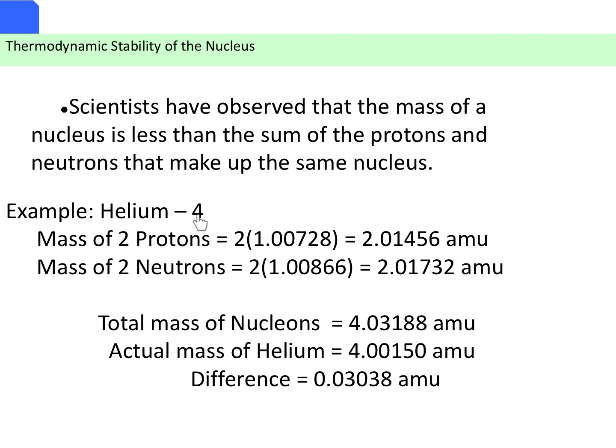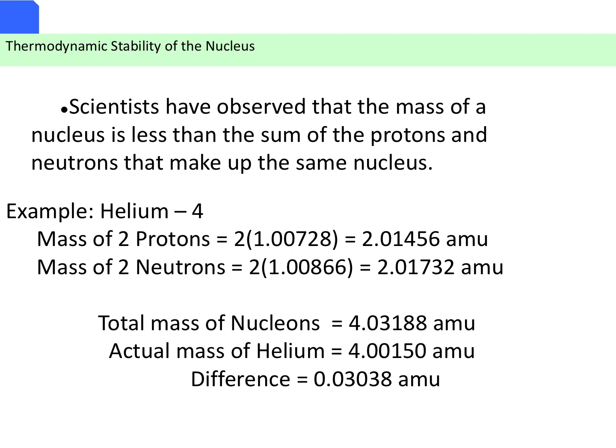Helium has a mass number of 4. That means it has 2 protons and 2 neutrons. If one proton is 1.00728, and scientists know the mass of a proton and neutron to this level of precision, then 2 times that is 2.01456. A neutron is slightly more massive than a proton at 1.00866, times 2 is this. So if you add these two numbers together, you get 4.03188 AMU.